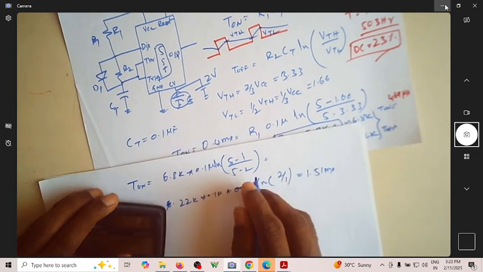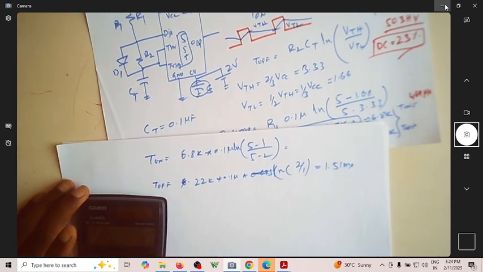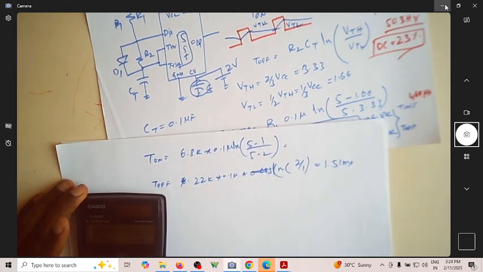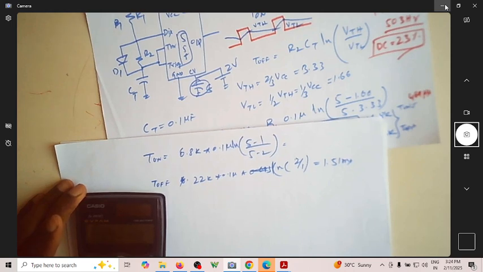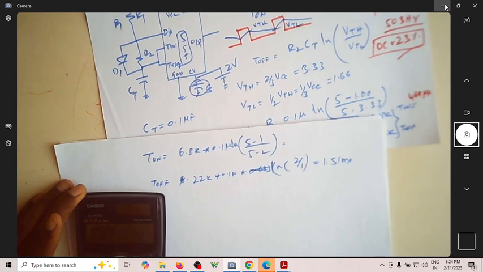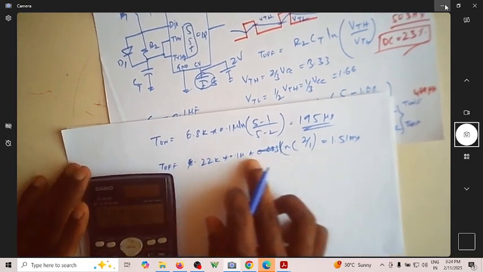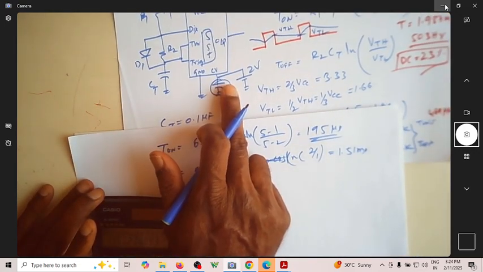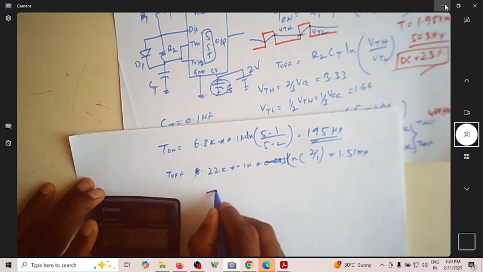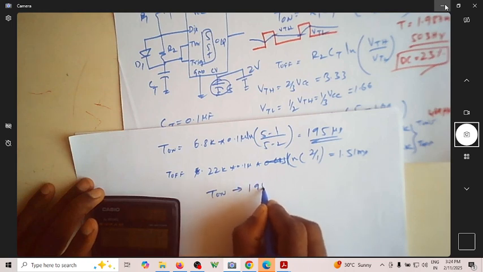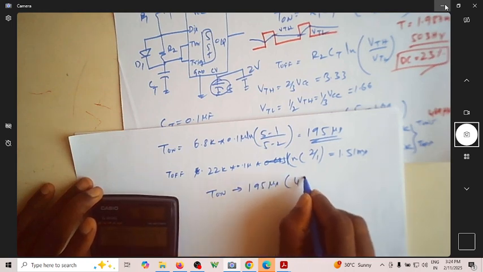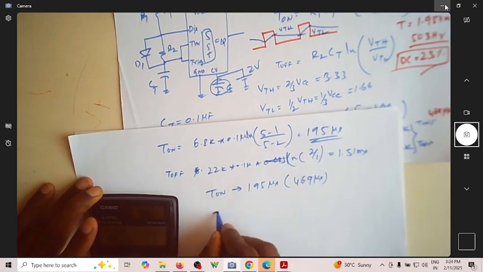1.51 millisecond. But your on time changes to ln of 4 by 3, into 6.8 exponential 3 into 0.1 exponential minus 6. That will become 195 microsecond. So whenever you use a voltage of 2 volt at control voltage, the T on will be 195 microsecond from 469 microsecond, and T off is the same.